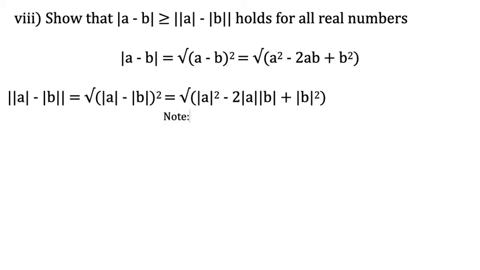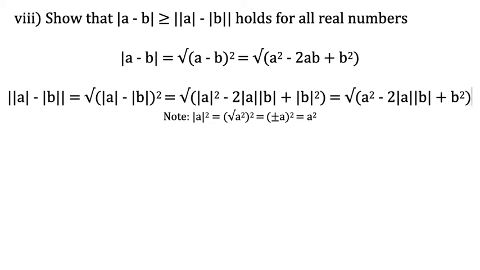Note in this case then that the absolute value of a squared would equal the square root of a squared squared, which would equal plus or minus a squared, which would equal a squared. Therefore, we could write that this would equal the square root of a squared minus 2 times the absolute value of a times the absolute value of b plus b squared. Putting these back together, we would get the square root of a squared minus 2 times a times b plus b squared is greater than or equal to the square root of a squared minus 2 times the absolute value of a times the absolute value of b plus b squared.